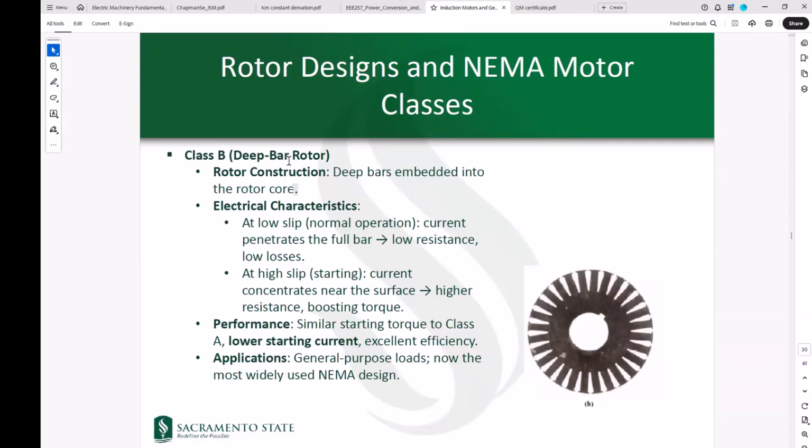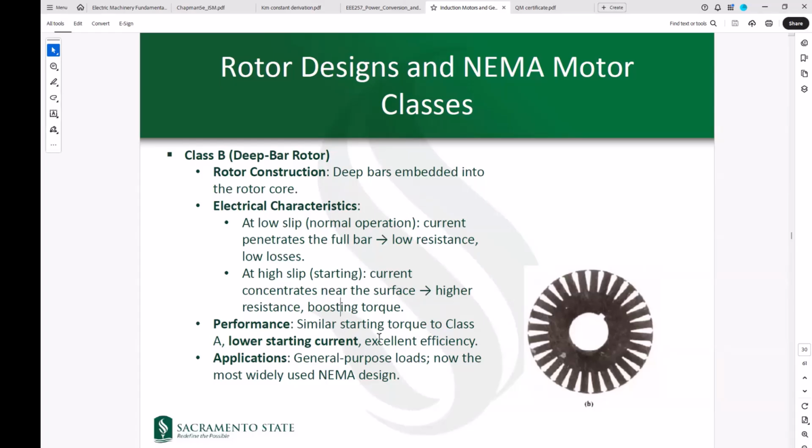Class B is basically a deep bar rotor design, which has deep bars embedded into the rotor core. In terms of electrical characteristics, at lower slips or normal operation, when you are close to the synchronous speed, current penetrates the full bar, therefore it provides low resistance, low losses. And at high slip or starting, it can create currents that are concentrated near the surface, therefore higher resistance and boosting torque.